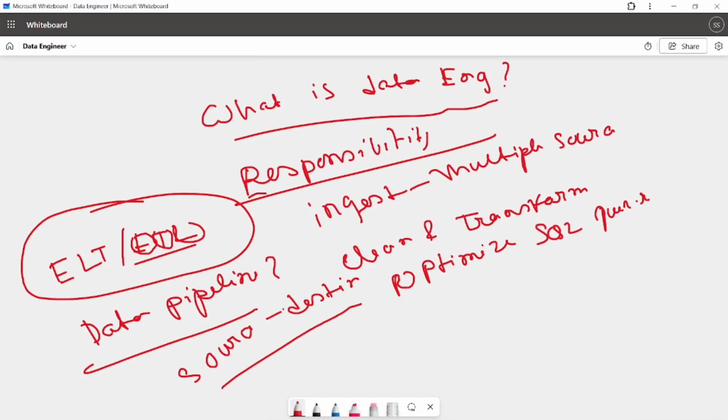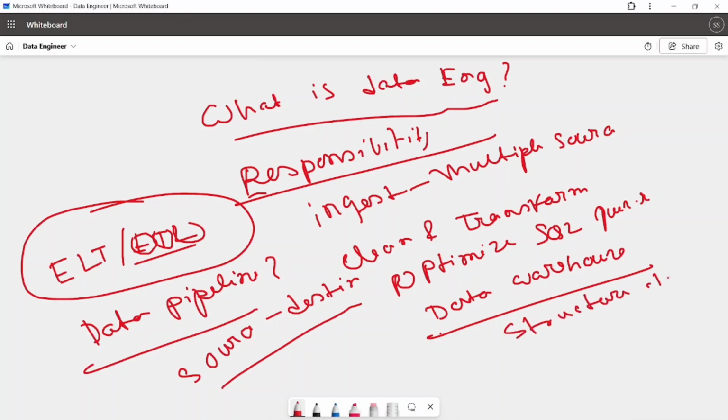Then what is a data warehouse? We have understood the data pipeline concept. A data warehouse stores structured historical data for reporting and analytics. Just remember, it generally stores structured data. Examples are Azure Synapse, Snowflake, and Amazon Redshift. These are a few examples.